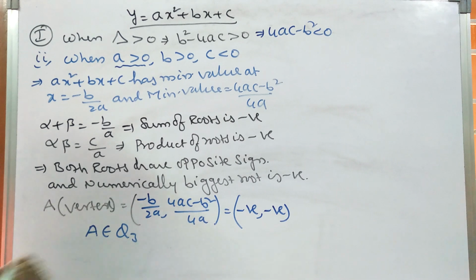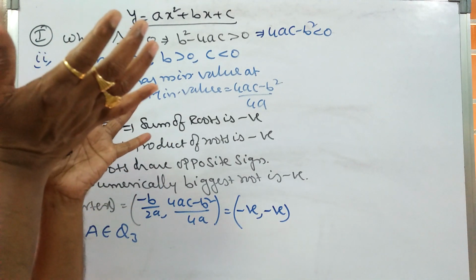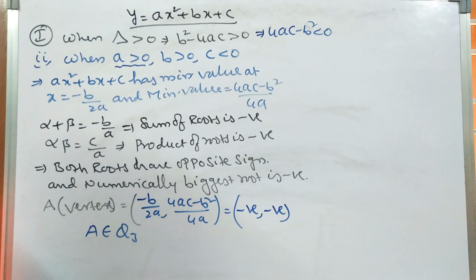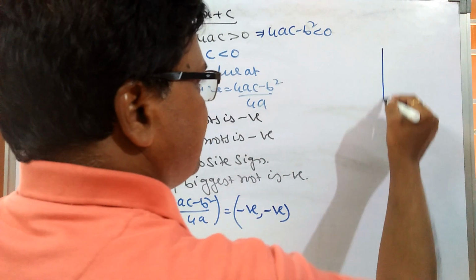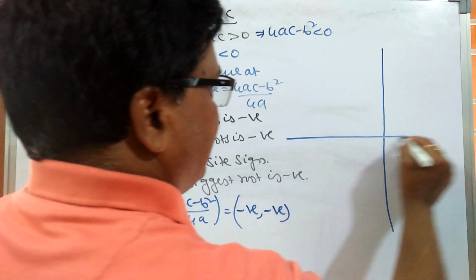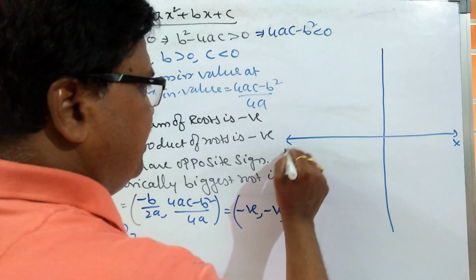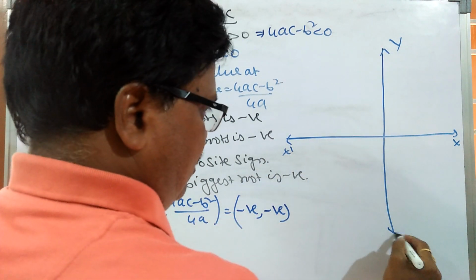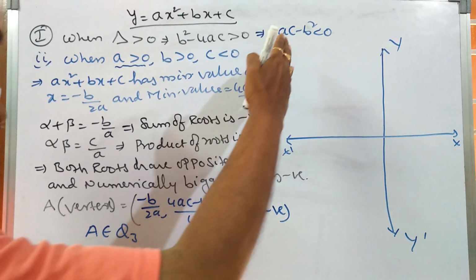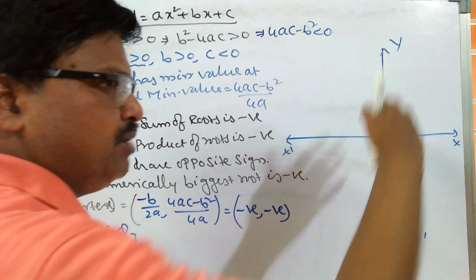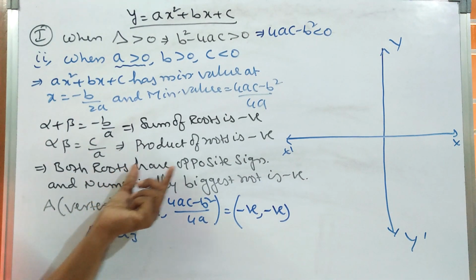A belongs to Q3. Now let us try to draw the graph of ax square plus bx plus c. It has the minimum value. Minimum value means an upward parabola, maximum value means a downward parabola. One more observation is that the numerically biggest root is negative. Let us consider this is the x-axis and this is the y-axis. Now let us see how the graph of ax square plus bx plus c will be. It has a minimum value, so an upward parabola, and both roots have opposite signs.